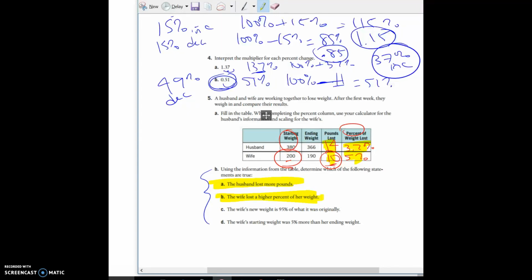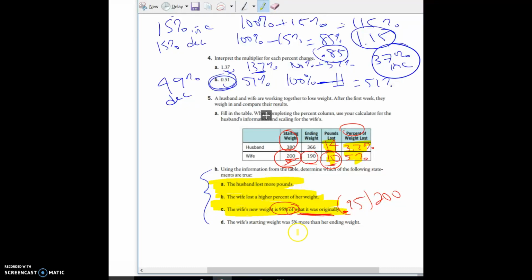Now, C and D, let's look at these because these get a little tricky. Okay, the wife's new weight is 95% of what she was originally. Okay, so again, to use a percent, you always multiply and do what it says. So put the percent in decimal form. And then of means multiply what her weight was originally. So let's go look at that. It was 200. So if you multiply 95% times her original weight, which is what it tells you to do, hit enter on your calculator, do you get her new weight? All right, and the answer is yes. So those 3 are actually correct.